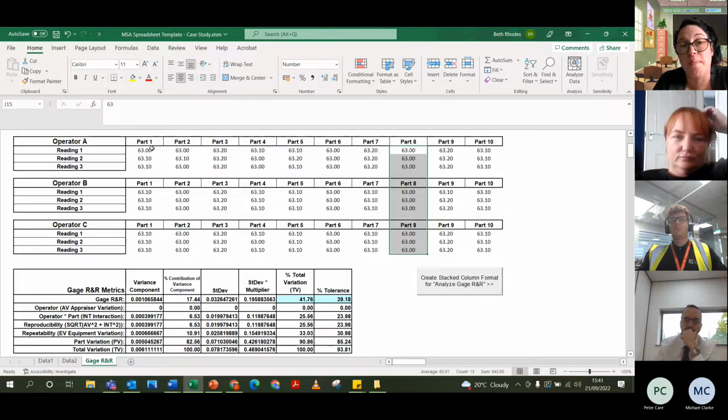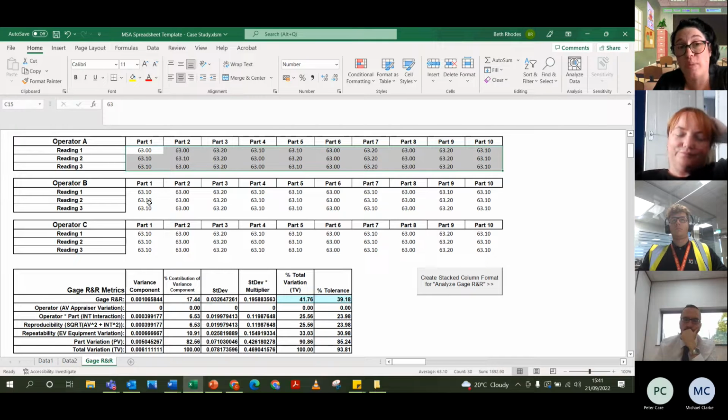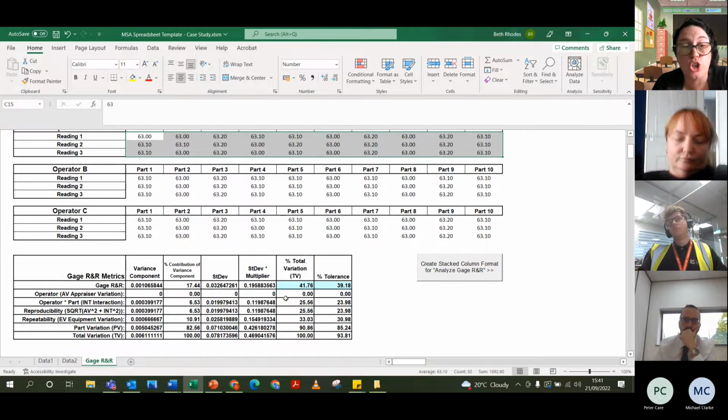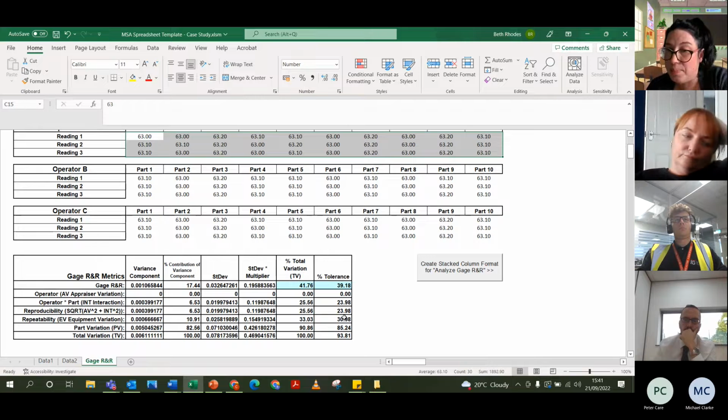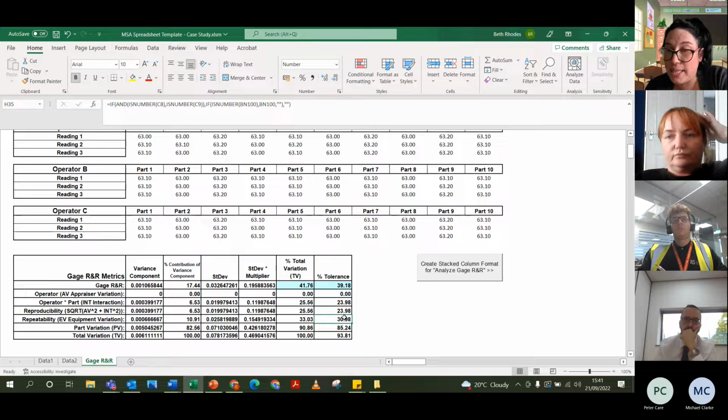And actually, you can see the most variation comes from operator 1, because the first person that measured them couldn't see. And if you look at operator 2 and operator 3, very similar results, aren't they, across the board? So that's why you get quite a good reproducibility, but not a good repeatability. Is that making sense to people?